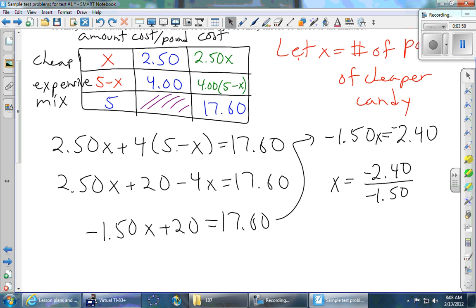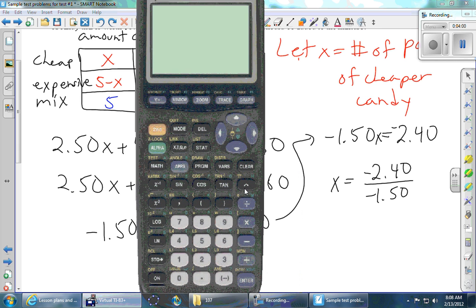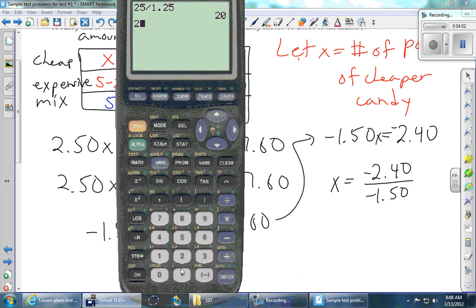So the negatives will cancel. I'm not going to type them in. So I'll just type in 2.4 divided by 1.5. We get 1.6.